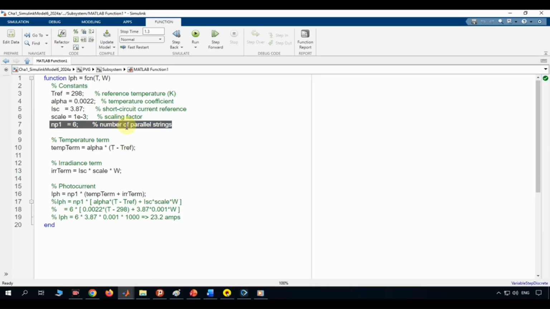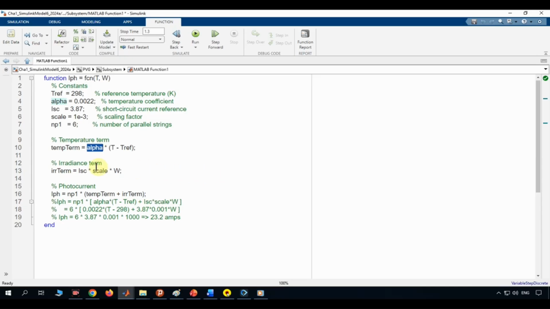The first calculation determines the effect of temperature. It computes the difference between the actual temperature and the reference temperature. This difference is multiplied by the temperature coefficient. If the temperature increases, the photocurrent increases slightly. If the temperature decreases, the photocurrent decreases slightly.